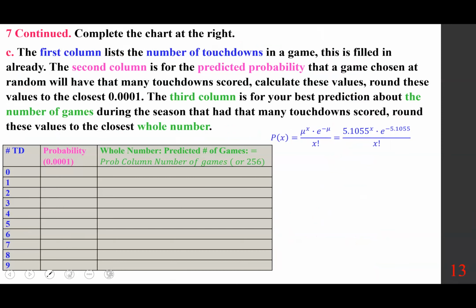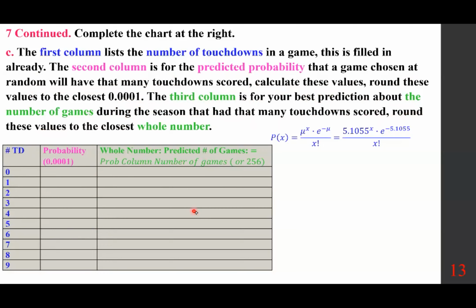All right. We want to fill up this table. The first column lists the number of touchdowns, 0, 1, 2, 3, and so forth, in a game. This is filled in already. The second column is for the predicted probability within 4 decimals that a game chosen at random will have that many touchdowns scored. Round them to the nearest 10,000th. The third column is for your best prediction about the number of games during the season that had that many touchdowns scored. Round them to the closest whole number.